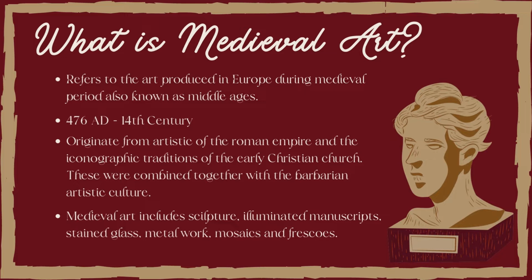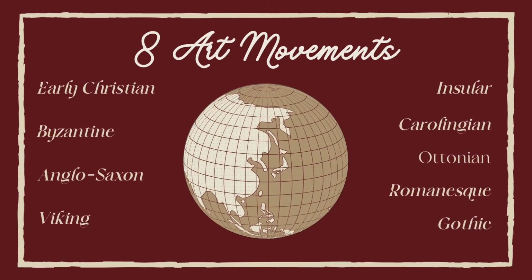Medieval art includes sculpture, illuminated manuscripts, stained glass, metalwork, mosaics, and frescoes. Medieval art of the Western world is expansive and covers a vast scope of time and place, over 1,000 years of art in Europe and, at certain periods, in Western Asia and Northern Africa. Within this long period of medieval art, there are 8 art movements. These are early Christian, Byzantine, Anglo-Saxon, Viking, Insular, Carolingian, Ottonian, Romanesque, and Gothic art.